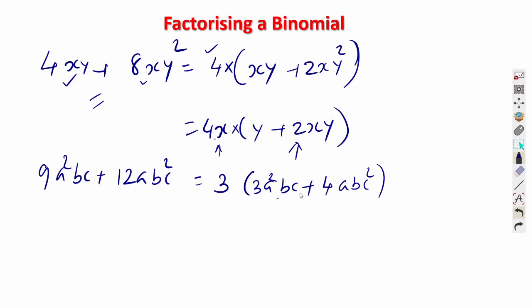If I think about abc is there, abc is there, why can't I write 3abc outside? Then what is remaining? One more a will be there, 3a for 9a square, 3a into 3a, 9a square. Then bc is already there, nothing more. Then 3 into 4, 12. This 12, abc is common. C square is required, then one more c. So these two became two factors. This way we find out factors.